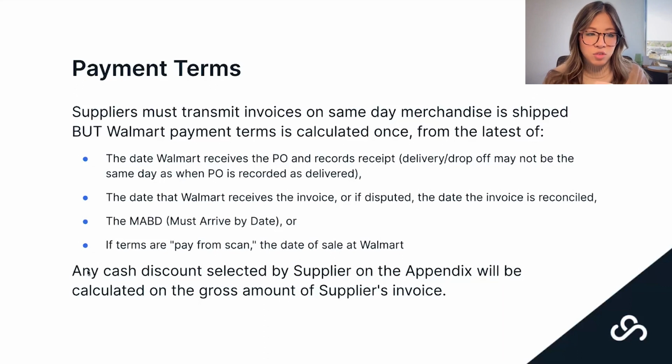And then the cash discounts, which is usually something you negotiate with Walmart, saying, if you pay me sooner than that, you'll get 1 to 2% off. That is calculated on the gross amount of the supplier's invoice. So if you are invoicing Walmart for $100, and you give them a 1% cash discount to pay within 30 days, if they pay within 30 days, they will only pay you $99 because they got that 1% cash discount. This is getting slightly more into the weeds, but it's something I've learned over time.